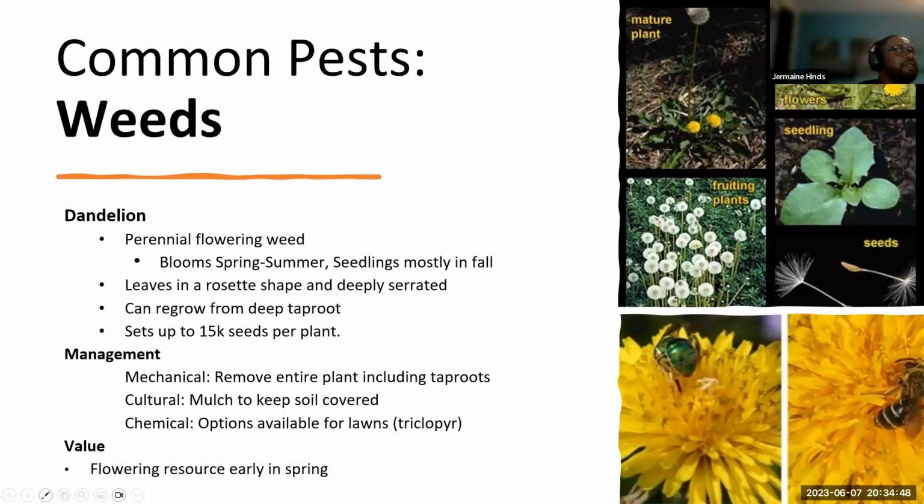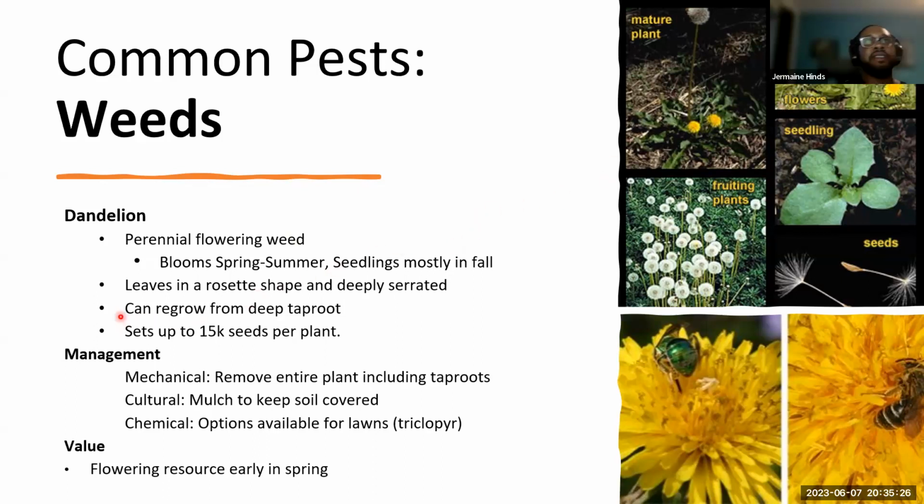And so moving from the invertebrates, the non-insects and insects, we're going to talk about plants a little bit. Weeds are often pests in growing areas. One of the biggest ones, dandelions. So that's this perennial flowering weed. It blooms through spring and summer, and you typically see seedlings in the fall. One of the key characteristics of dandelion is that it puts out its leaves in a rosette shape, and each of the leaves has deeply serrated notches in them.